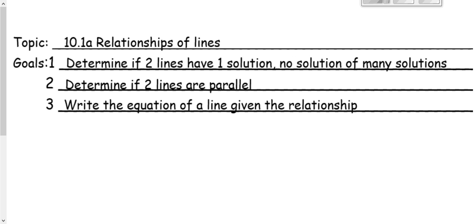And then once we've got that down, we are going to look at how to write the equation of a line when you're given that relationship. So if we know two lines are parallel, what is the equation of this new line? Or if we know two lines are perpendicular, what is the equation of the second line?